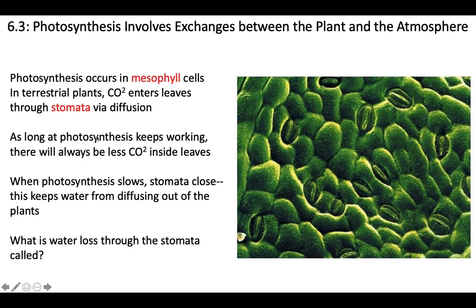And as long as photosynthesis keeps working, there's always going to be less CO2 inside the leaves. You know that sometimes you can get photorespiration at night, and you end up with more carbon dioxide in the leaves, and that's when you get photorespiration. Again, review from Gen Bio 2. When photosynthesis starts slowing down, the stomata are going to close, and this will keep water from diffusing out of the plant. So stomata in themselves are really cool plant adaptations to deal with water availability and carbon dioxide availability in the environment.